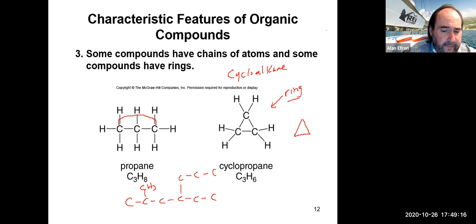So I won't draw in all the hydrogens, but this is sometimes what is referred to as a branch chain, where you have a main run of carbons, and then off of that main run of carbons, you have a bunch of branches coming off.